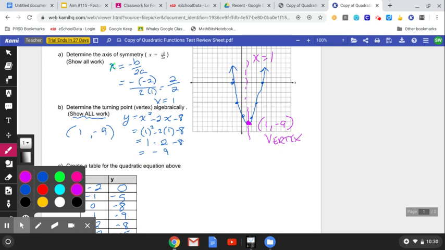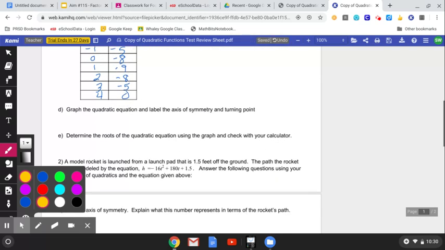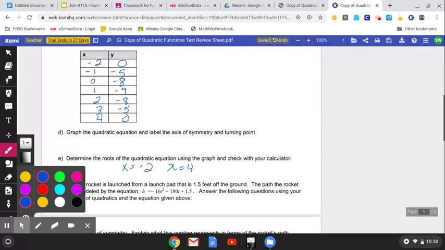I think the next question says, what are the roots? So while we're here, I'm going to label those too. They're right here. (-2, 0) and (4, 0). So our roots are, let me just scroll down to here. The roots are going to be x is equal to -2 and x is equal to 4. And you can also see those in the table as well, right here and right here. They're where y is 0.